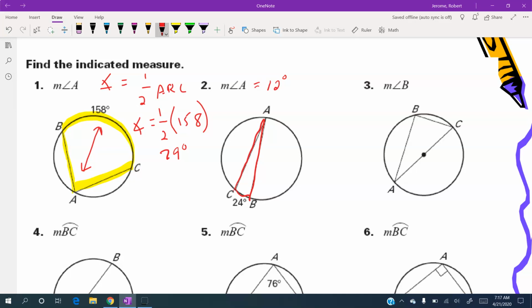In number 3, we're looking for angle B. So again, we're going to find its intercepted arc. Now, in this question, the intercepted arc is 180 degrees. So, of course, we're going to take 180 and divide that by 2 to get the angle, and we get 90 degrees. So whenever we have an angle that cuts off or intercepts a semicircle, it goes to the ends of the diameter, it's going to be a right angle.